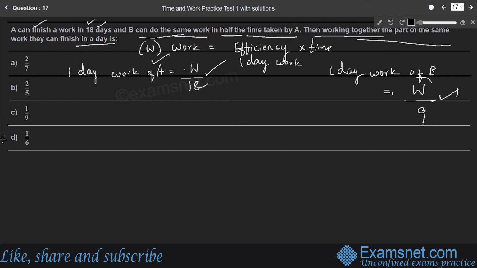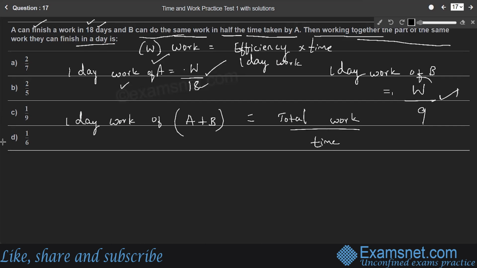So if they start working together, what is their 1 day work? The 1 day work of A plus B, where A plus B indicates they work together. Their 1 day work becomes total work by total time taken by them to complete this total work. According to the formula, just add these two values, W by 18 plus W by 9.